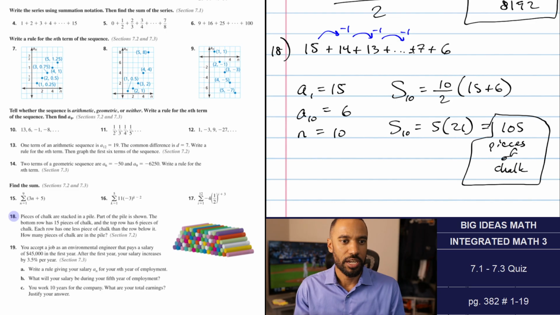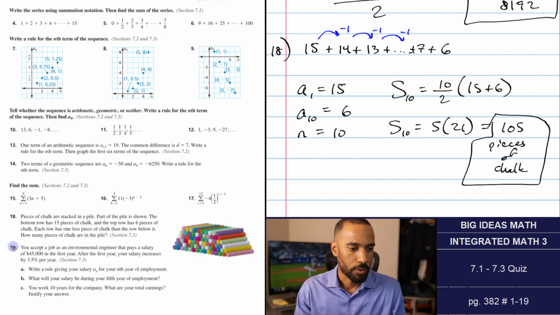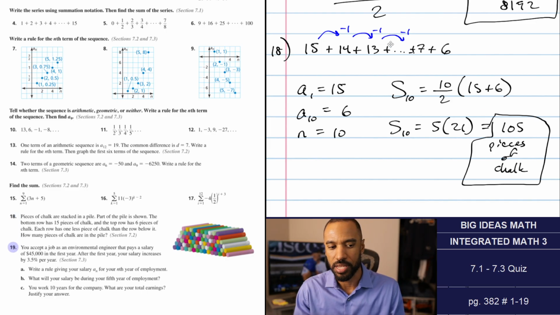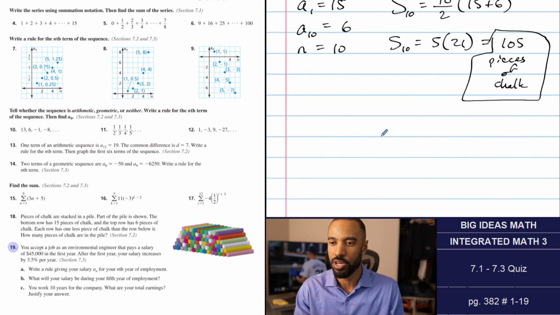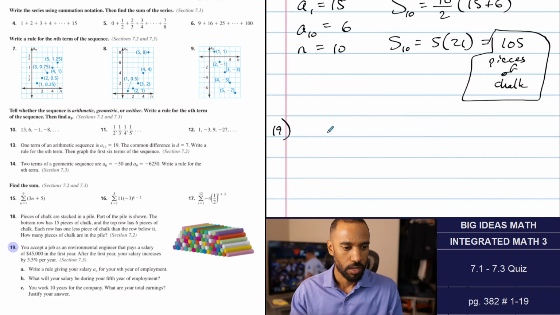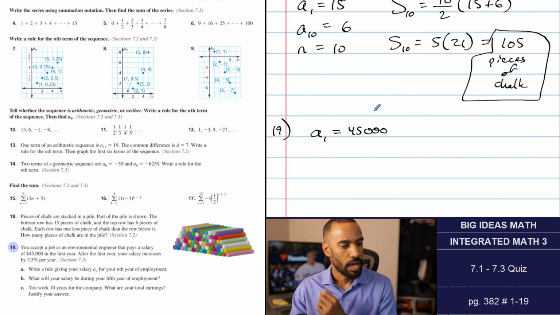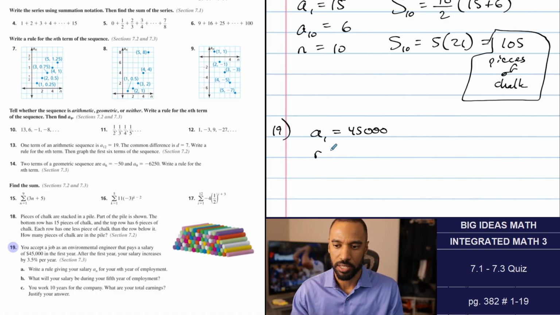Okay, we have one more question in number 19. Probably a hard one. You accept a job as an environmental engineer that pays a salary of $45,000 in the first year. So A sub 1 is $45,000. After the first year, your salary increases by 3.5% per year. Okay, actually, that's not too bad.